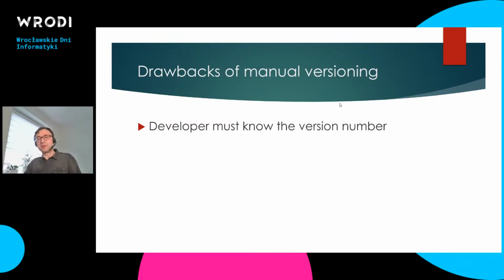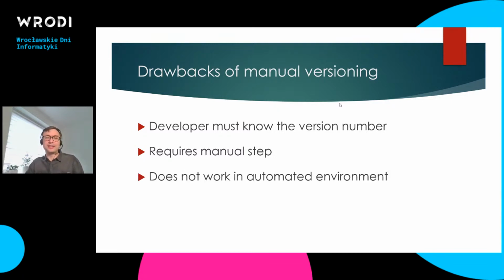One of them is that the developer must know the version number, and that's really an issue because people usually have no idea what kind of version this should be, and they prefer to either stick to the one that was used previously or some kind of default. So this is something that we lose at the moment of the build if we don't provide the proper version number. So this also requires a manual step. Someone, a person, has to do this, and this approach is not really friendly for the automated environment because we need to have some kind of defaults, and defaults usually have no meaning.